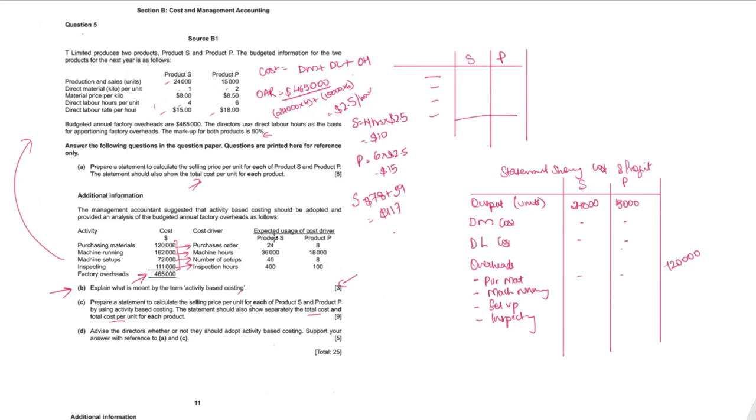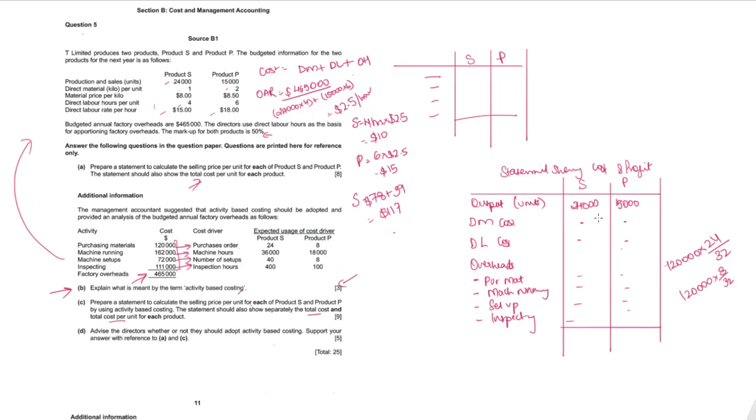Now from side of product S, 24 orders were raised. For product P, only 8 orders were raised. So for product S, it will be 120,000 into 24 divided by 24 plus 8, 32. While for product P, it is going to be 120,000 into 8 by 32. Basically, you have to divide these costs proportionately between S and P based on the usage of the cost driver. And then you get the total cost here.